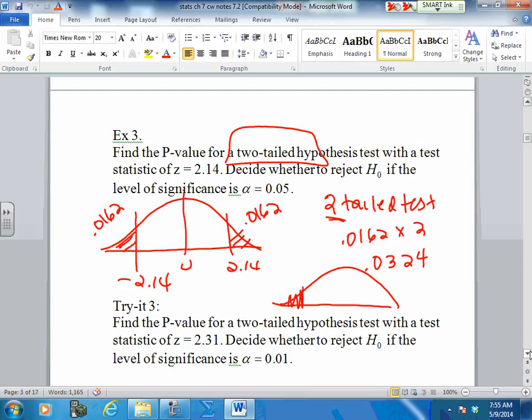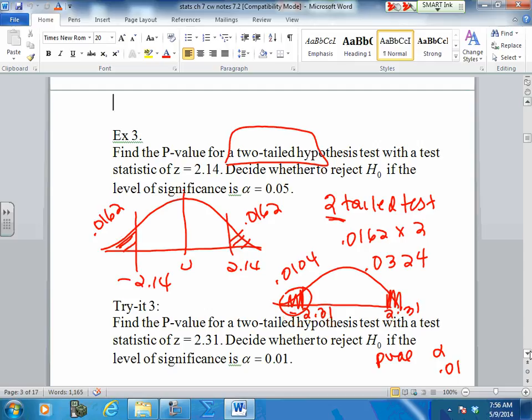Remember you have 2 equal tails. This is 2.31. This is negative 2.31. You're going to compare your p-val to your level of significance. So what's the area on the left here? 0.0107. Everybody getting good with that? 0.0104. How do you get that? Oh, you went too far. 0.0104. My bad. You were very close.